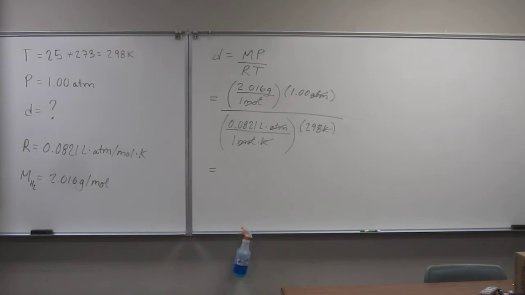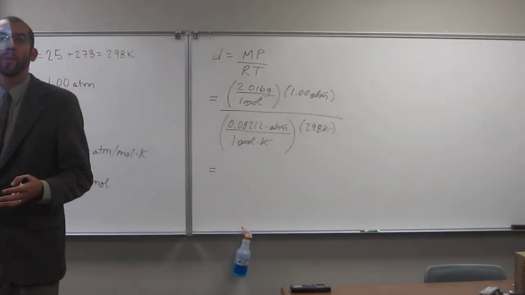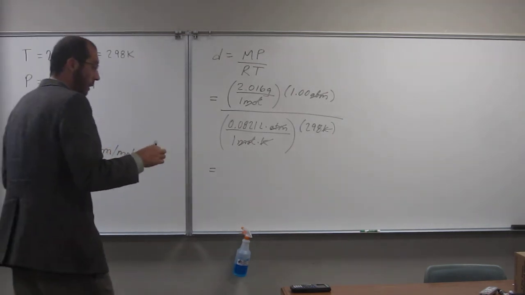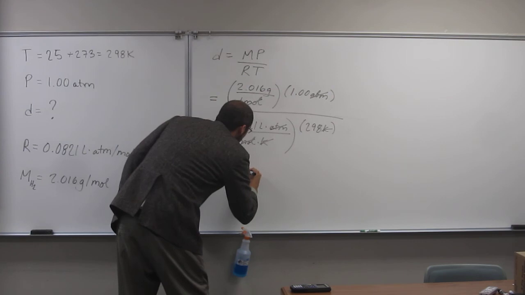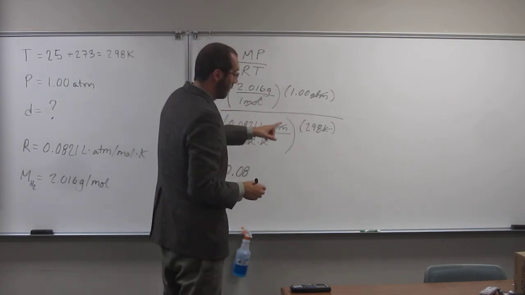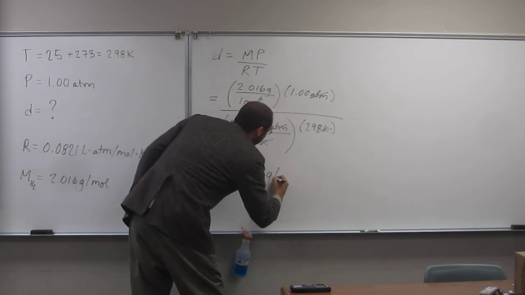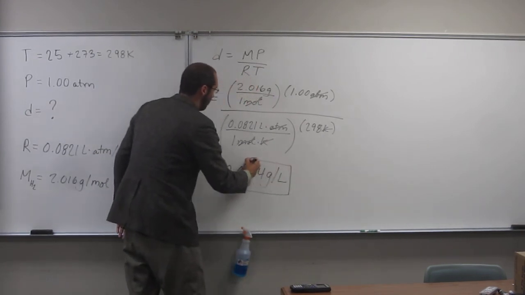2.016. Okay, so the density for a gas, you would expect, especially a gas that's less dense than air, to be very, very low, okay? So the density I got is 0.0, and how many sig figs? So 3, so 0.0824 grams per liter. So that's the density of hydrogen gas, as you might expect.